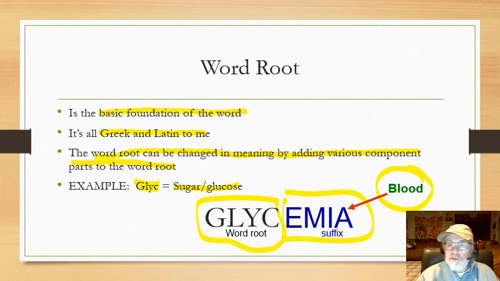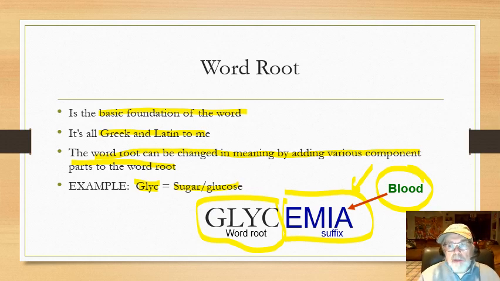Actually, when we start to talk about how we define words, we start with the suffix and then go to the beginning of the word and read from left to right. We'll talk about that as a rule later on. So glycemia. I've taken glyc, which means sugar, and emia, which means blood, and now I have a word I put together, because word roots have to be followed off by a suffix. I have glycemia, which means blood sugar.